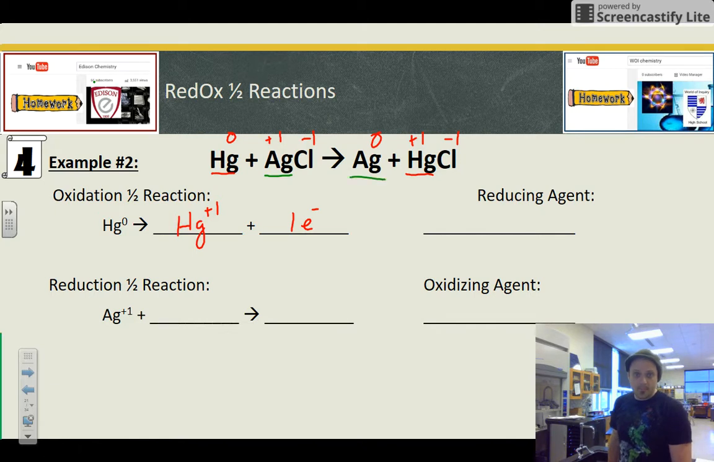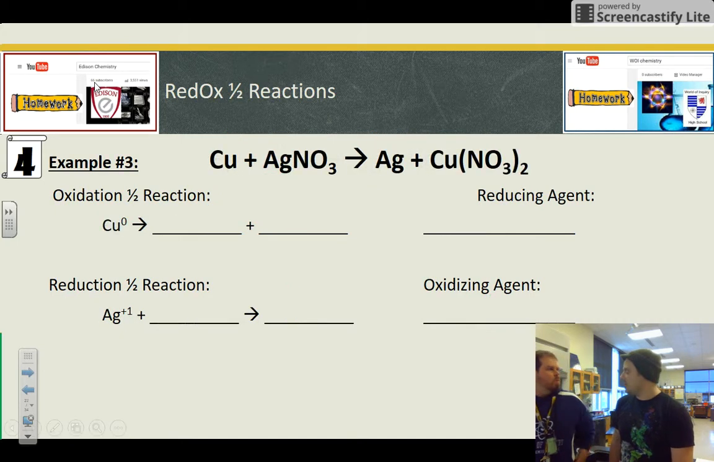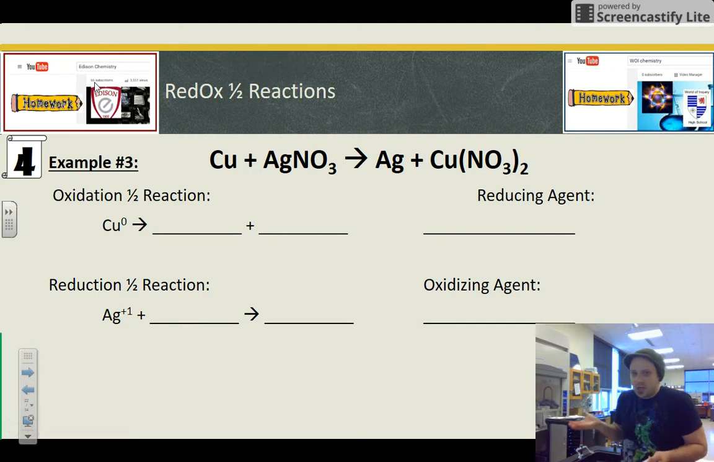And then he's got to look at the other one. Ag+1 goes to Ag0. And then +1 to 0, so 1 electron. Okay, Hg0 is being oxidized, so it must be the reducing agent. And if Ag+1 is being reduced, it must be the oxidizing agent. Remember, we only pick those agents off of the reactant side. No product will ever be an agent, because these are one direction reactions. They are not equilibriums. So it's not going to work like that.